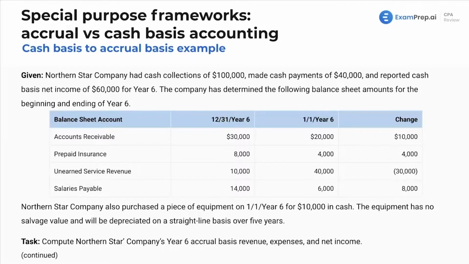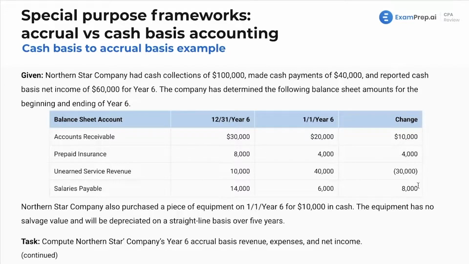Here we go. Now we have an example of a cash basis to accrual basis question. Let's begin. Northern Star Company had cash collections of $100,000, made cash payments of $40,000, and reported cash basis net income of $60,000 for year 6. The company has determined the following balance sheet amounts for the beginning and ending of year 6.